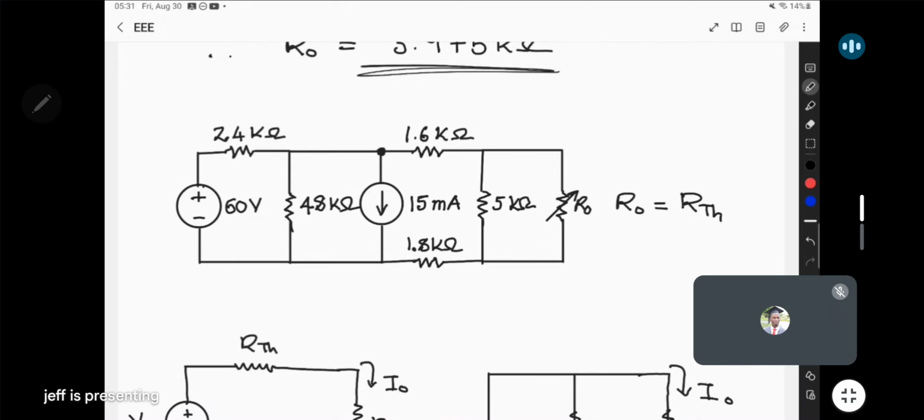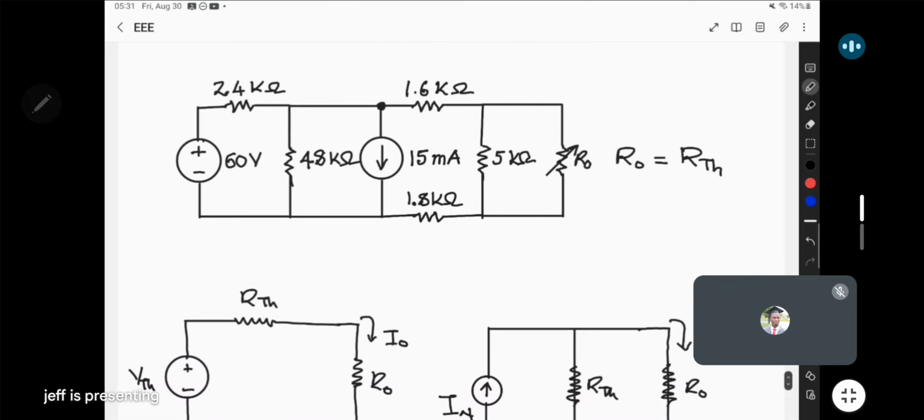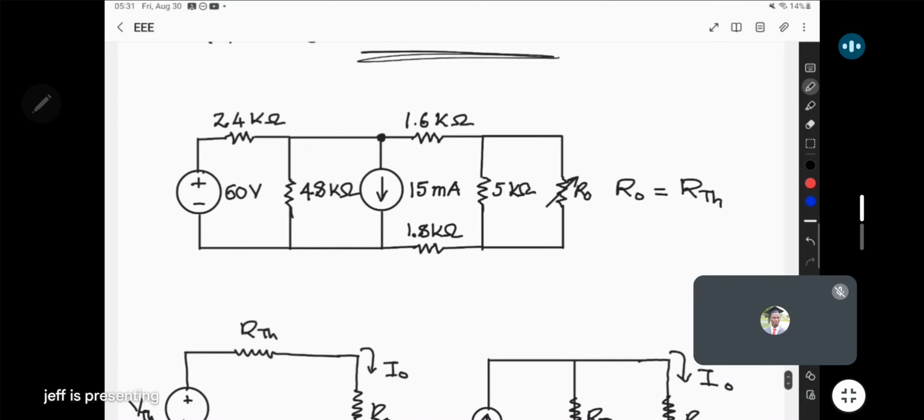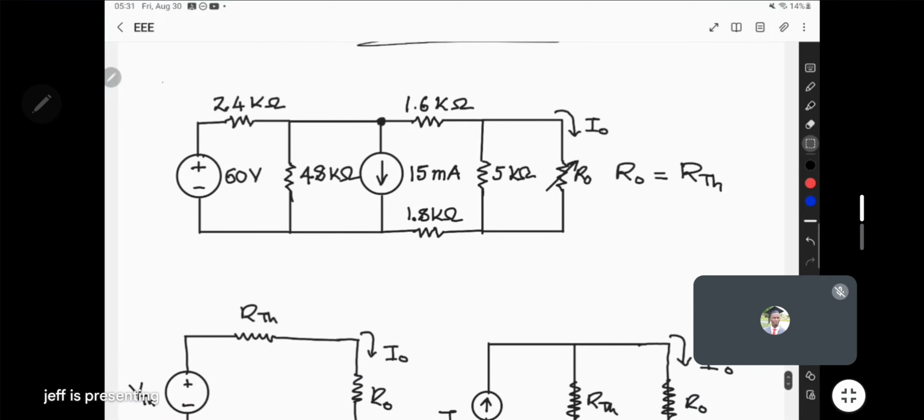So to work out this problem, as I pointed out, we can use Thevenin, we can use Norton's theorem, we can even use source transformation here. We can easily get the current that will come this side as I0. But for this approach, we're going to choose to use Norton's theorem.